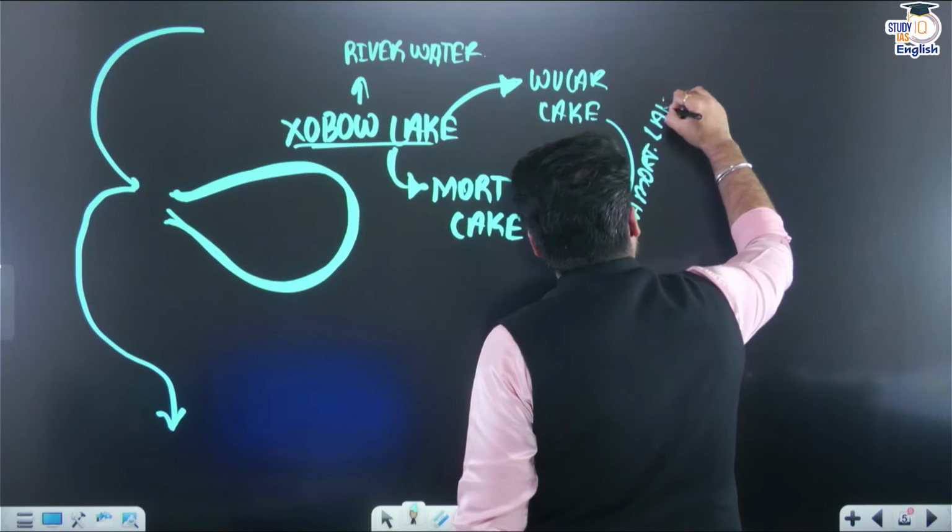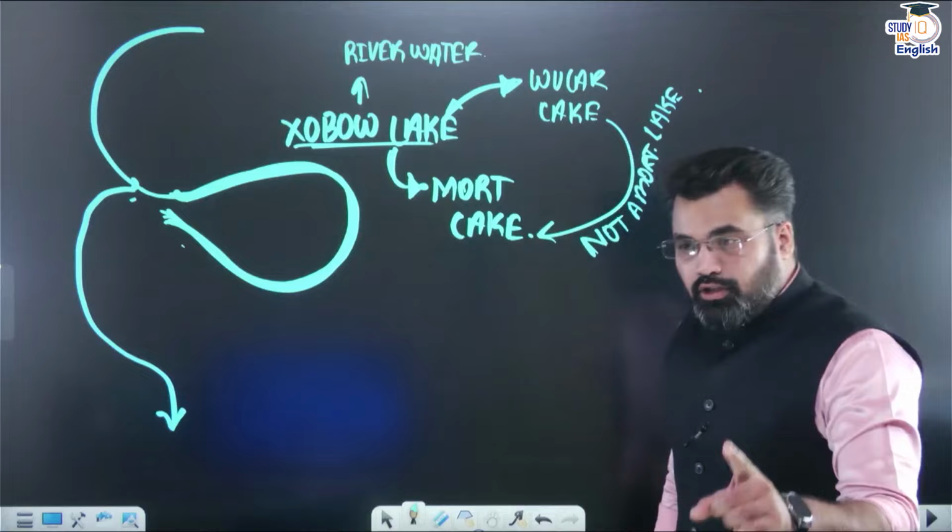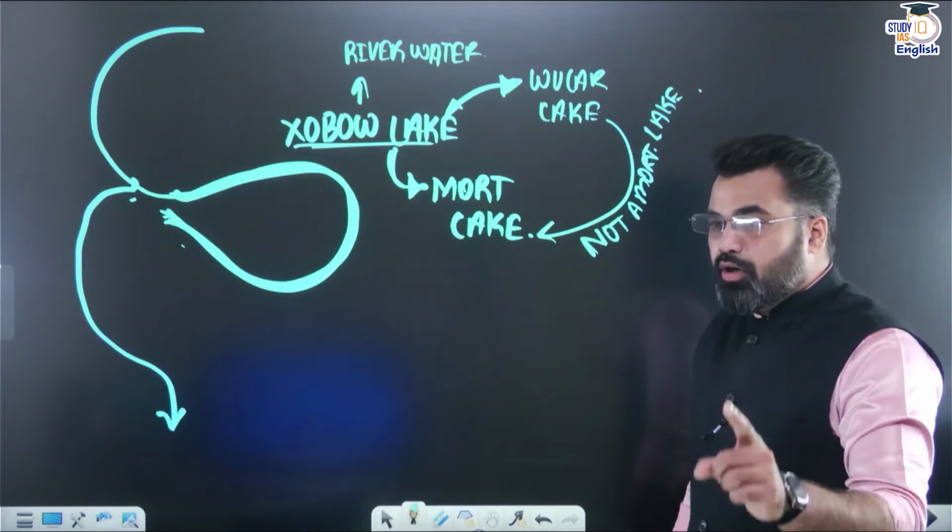So we said that an Oxbow Lake will end after some time, just because these lakes are separated from the main source of water. The main source of water for these lakes is actually rivers, and they are being separated. But Wular Lake is still connected with the Jhelum River, so it is not going to end. That's why by the shape this is called Oxbow, but not a Mort Lake.